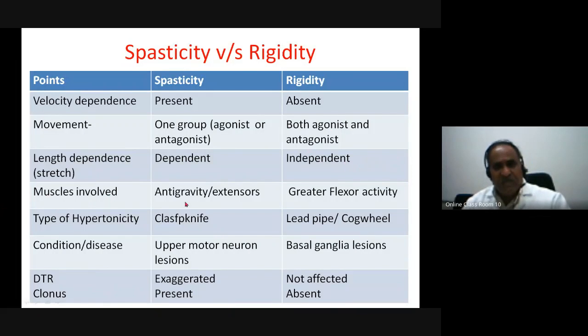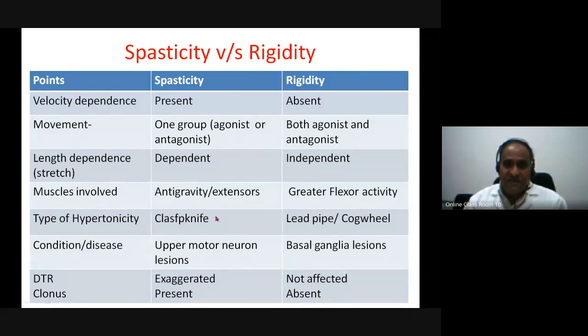As for the muscles involved, in spasticity these are mostly anti-gravity muscles or the extensor group of muscles, which maintain the gravity posture and weight-bearing joints. Rigidity is greatly seen with flexor activity. You can just see the Parkinson patient. What happens? There is a universal flexion. He is already flexed, and maybe because of this region. What is the type of hypertonicity?